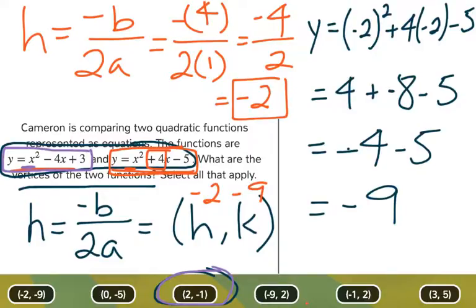The coordinate for the vertex in this case is negative 2, negative 9. That looks like it's going to be that first answer choice on the left. So my two vertices for these two quadratic functions are negative 2, negative 9, and 2, negative 1.